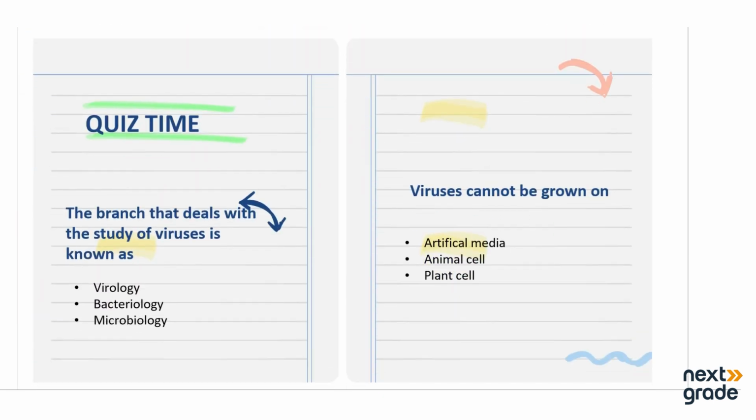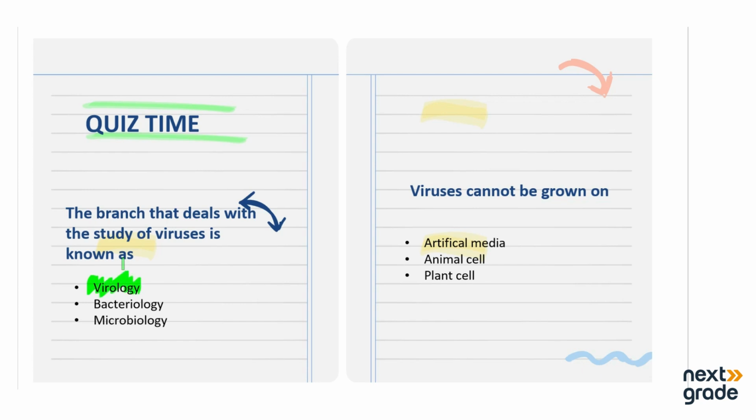So now is the quiz time for you guys. The branch that deals with the study of viruses is known as virology, bacteriology, or microbiology. We know that the branch that deals with the study of viruses is known as virology. So here virology is the correct answer.